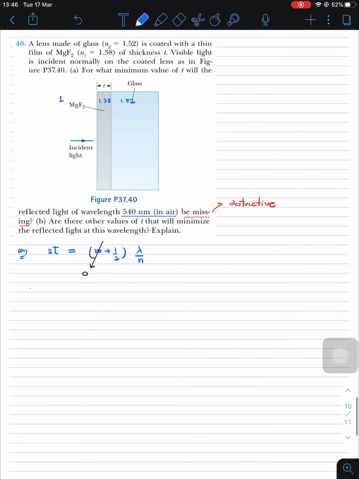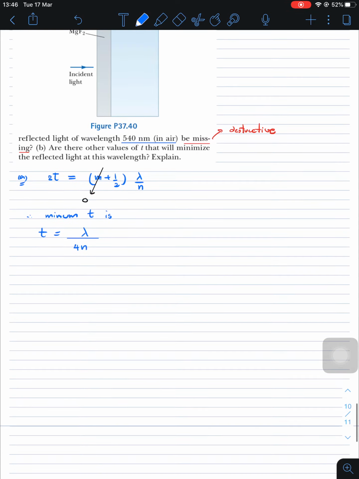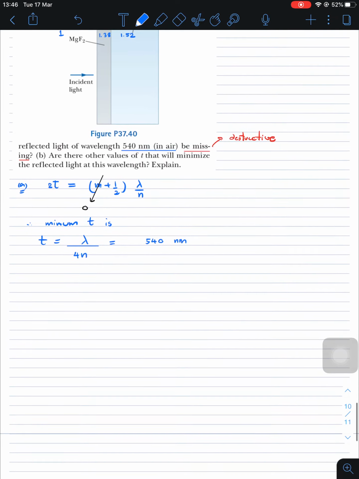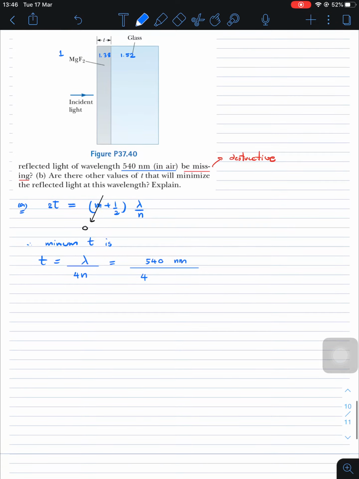Then we can just rearrange the equation. So to get the minimum T, we have T equal to lambda over 4 times n, right? So don't forget to move the 2 to the right hand side: 2 times 2 equal to 4 here. So let's put in a number again. This lambda is the wavelength in the air, equal to 540 in the unit of nanometer, over 4 times n, right?